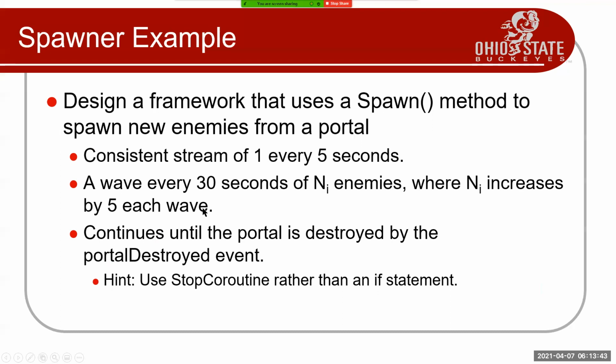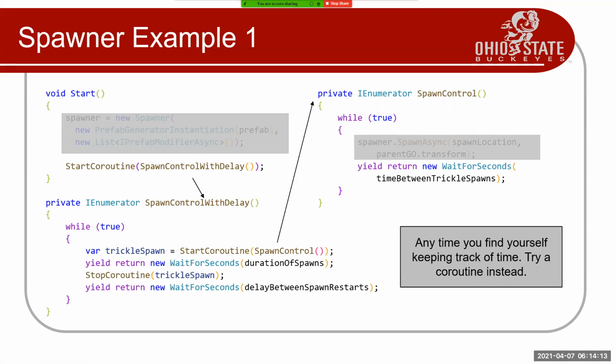So, if you don't get to this portal and destroy it, then eventually you'll have 2,000 enemies being spawned, and they will overwhelm you. So again, we'll use a stop coroutine rather than an if statement once the portal is destroyed. There's also a stop all coroutines. So that really should be used, stop all coroutines, I guess, if you want, or you can keep track of them.